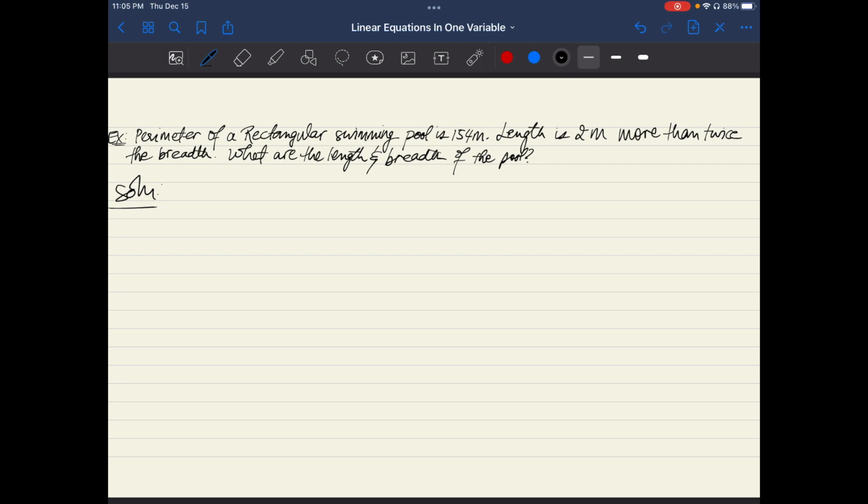Now, the next question we have is the perimeter of a rectangular swimming pool is 154 meters. Length is 2 meters more than twice the breadth. What are the length and breadth of the pool? So, we know that the perimeter of a rectangle is 2 times length plus breadth, right?